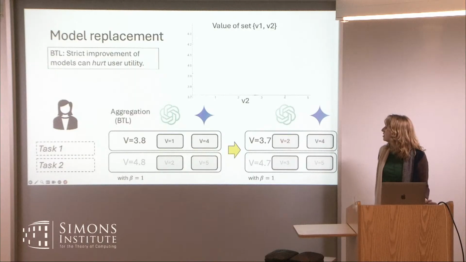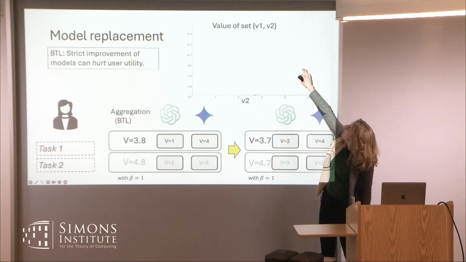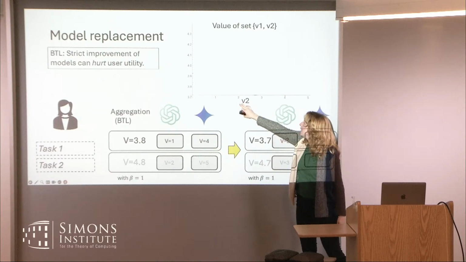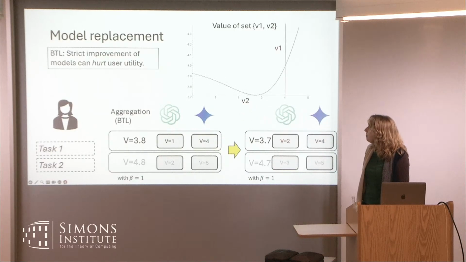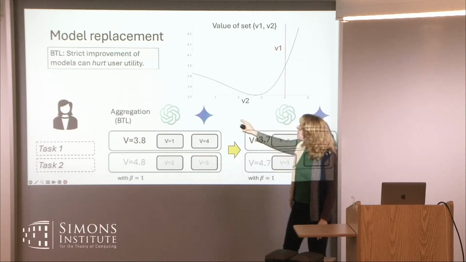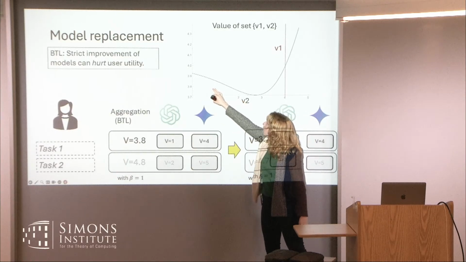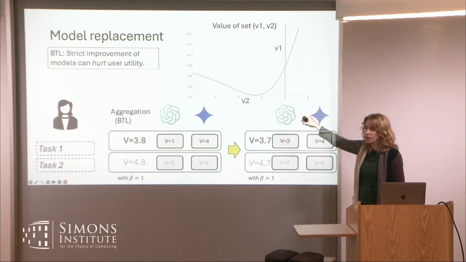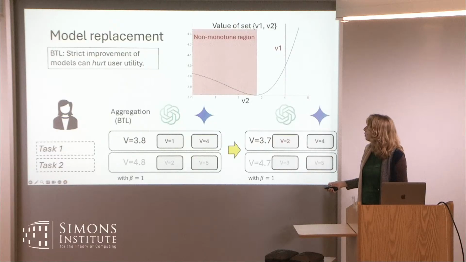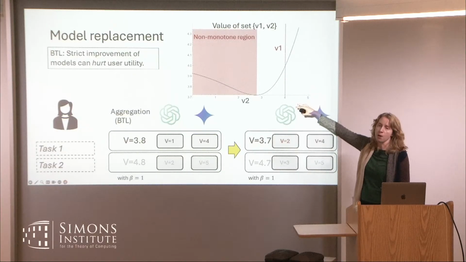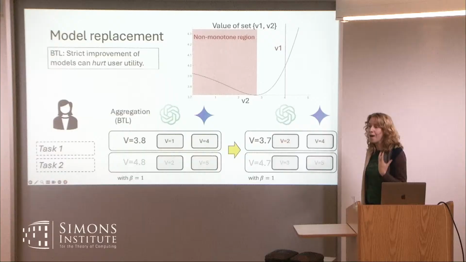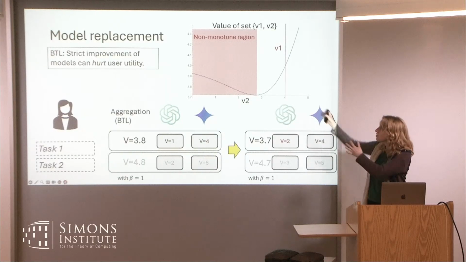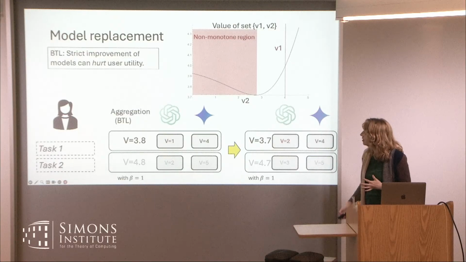So just to show this in a graph, here's what's happening. You've got a value of a set with two items, v1 and v2, as a function of the value of one of the items, v2. And this is what this plot looks like. So as the value of this item increases, the value of the set decreases and then increases once it gets sufficiently high. And we're going to call this region where it's decreasing, in red here, the non-monotone region. So this is a region where the value of one of the items is increasing and the value of the set is decreasing. And this red region is generally considered bad.